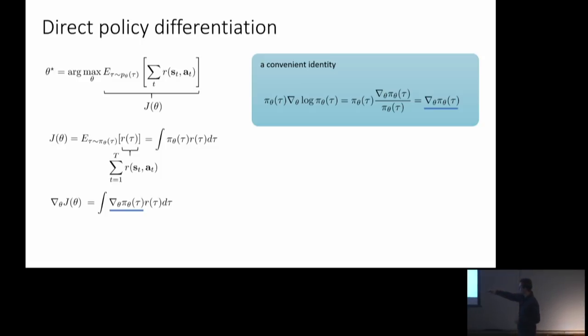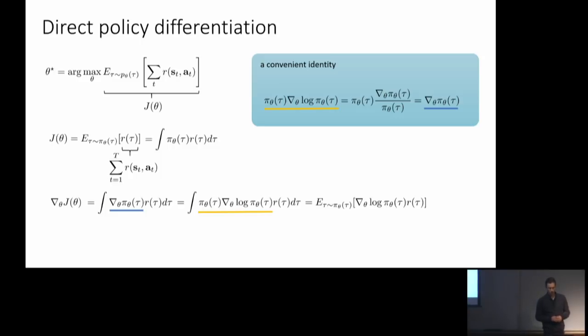So this thing is this thing right here, which means that we can substitute the left side of this identity into our integral and write it out as the integral of pi of tau times grad log pi of tau times r of tau. And now, if we look at this integral, we see that it's actually an expectation under pi of tau. It's some quantity multiplied by pi of tau, and then you integrate it over all possible trajectories. So that means that you can put the expectation back in, and this is just equal to the expectation with respect to pi of tau of grad log pi of tau times r of tau. So just like our objective is an expectation of r of tau, our gradient is an expectation of r of tau times grad log pi of tau.